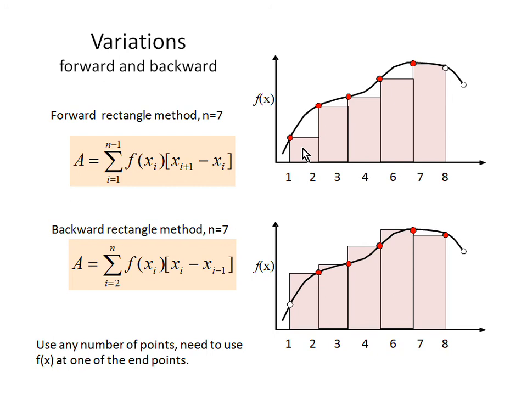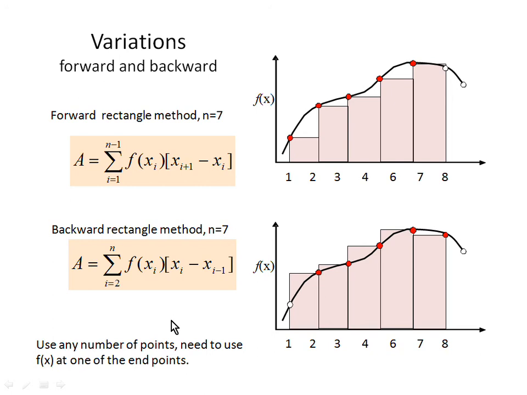We can also conceive of doing this in sort of a backwards way, where we evaluate the function at this point and multiply by this distance to get this area. And so what we're saying is that this area approximates the function here. And then we can add up these rectangles that are calculated in this way. This would be a backwards rectangle method.